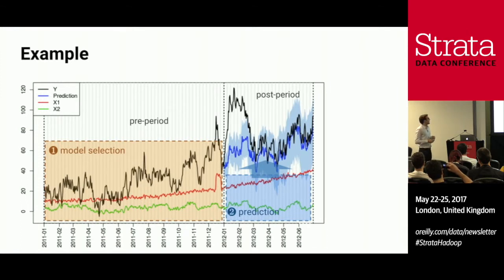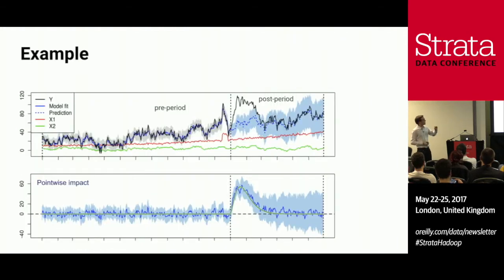Once we've done that, the difference between what actually happened to our outcome variable, black, and what we predicted should have happened, that's blue, that difference is going to be an estimate of our causal effect. So let me push that plot up to the top of the slide, and what I'm showing here at the bottom is that delta curve, the difference between the observed data and our counterfactual estimate. And that's our estimate of the causal effect of the action.